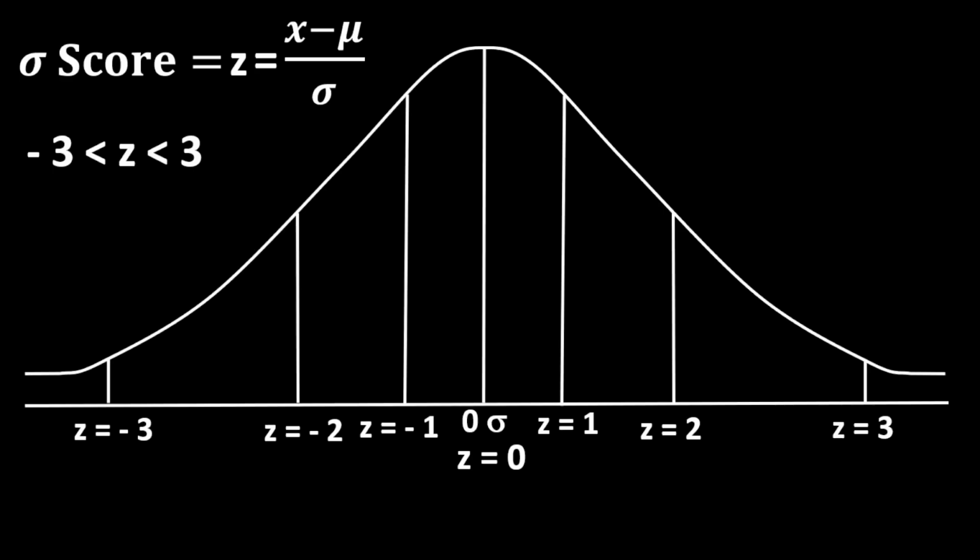Friends, we can say z equals -3 is -3 sigma, z equals -2 means -2 sigma, z equals -1 is -1 sigma. In the same way, all the z's can be called.